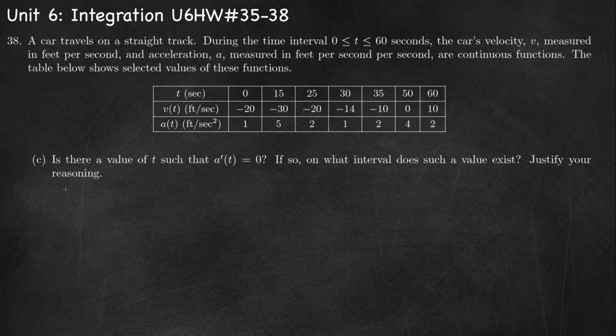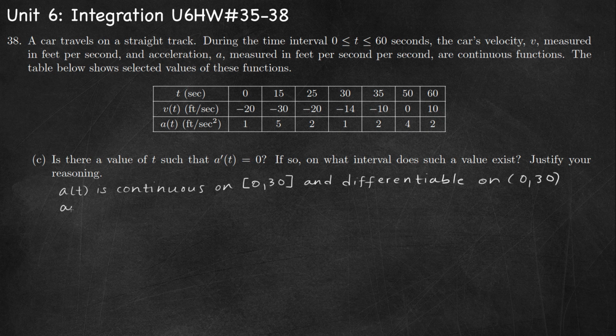So we can say a of t is continuous on the closed interval 0 to 30 and differentiable. Again, we're just saying that it's reasonable to assume that it is differentiable in this case, and differentiable on the interval 0 to 30, and a of 0 is equal to a of 30. Therefore, there exists a value c in the interval from 0 to 30 such that a prime of t equals 0.